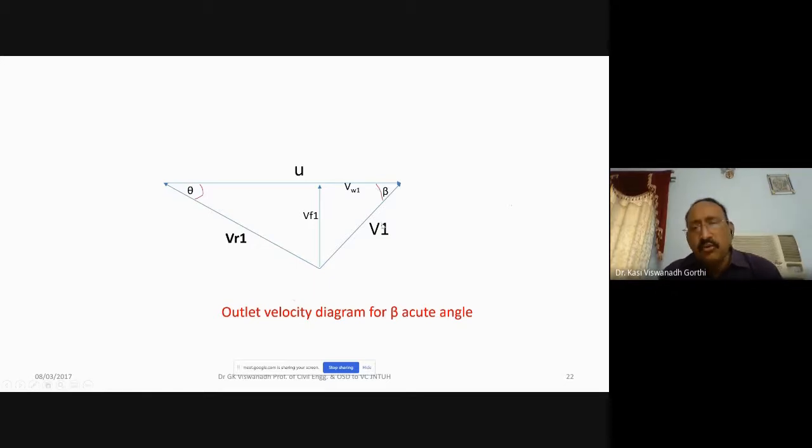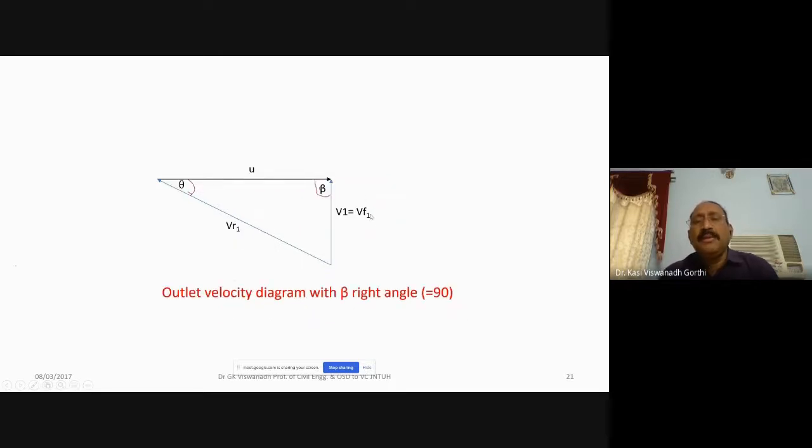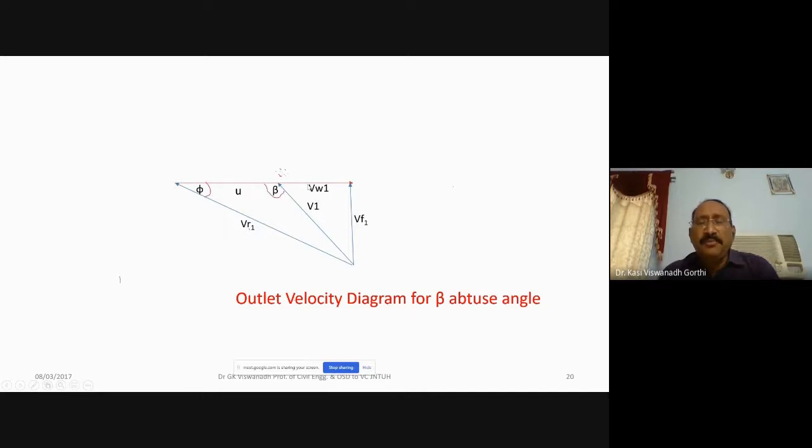So this V1 may have two components, VW1 and VF1, along the direction of the vane and normal to the direction of the vane. The only difference is, in this case, the value of VW1 is also in this direction. But here VW1 is 0. And in this case, what is the direction of VW1? Based on the velocity triangles, the direction of VW1 will be opposing the motion of the vane. So you have three cases where VW1 may be opposite to the vane velocity, VW1 may be equal to 0, or VW1 may be along the direction of the motion of the vane, depending on the value of beta being greater than 90 degrees, equal to 90 degrees, or less than 90 degrees.